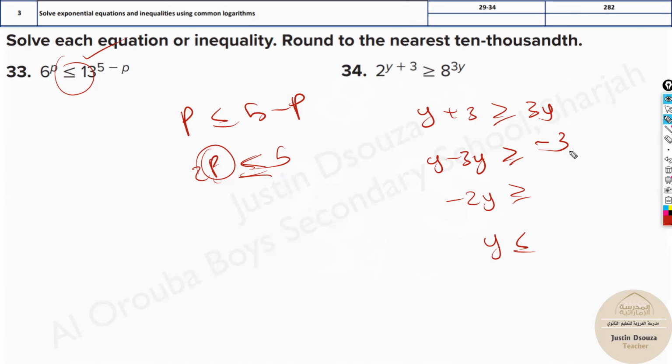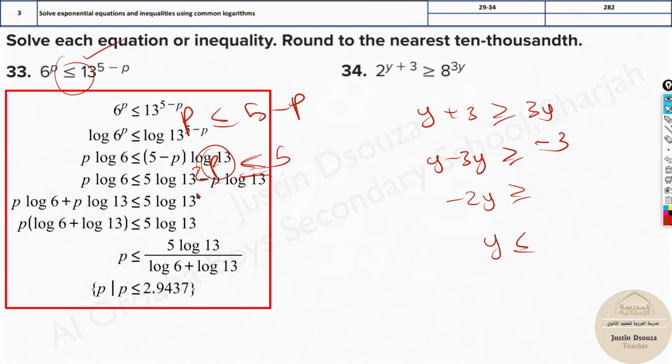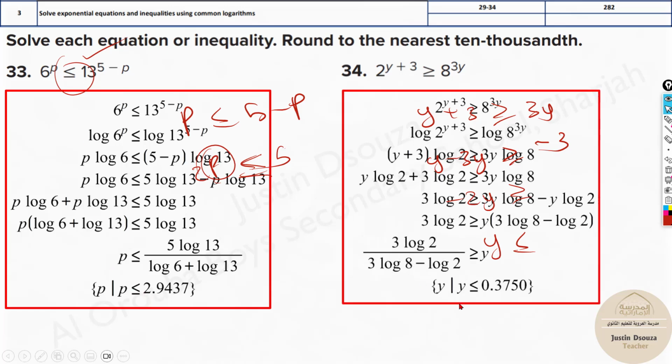We are not bothered about the answer. We are just bothered about the sign of the y. So here it will be y is less than or equal to. So let's look at the answers. Here we can see it will be remaining the same, but here it will change. Say the next one, it has to change to less than or equal to.